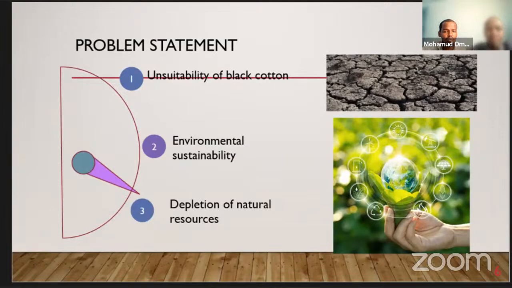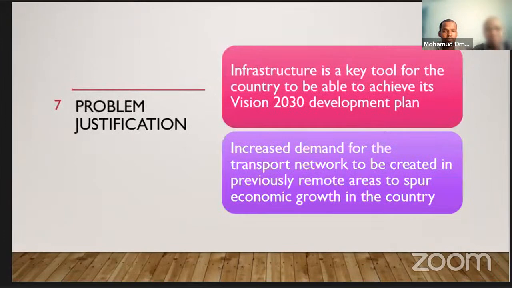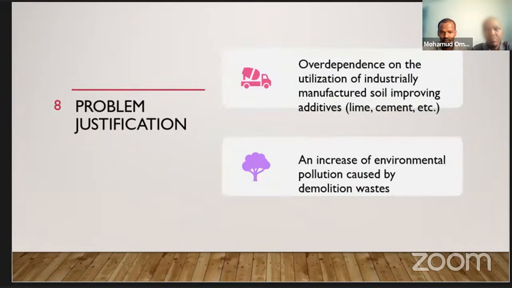For our problem justification, infrastructure is a key tool for the country to be able to achieve its Vision 2030 development plan. There is an increased demand for the transport network to be created in previously remote areas to spur economic growth. Also, there has been an over-dependence on the utilization of industrially manufactured soil improving additives, for example, lime and cement, which has consequently kept the cost of construction of stabilized roads financially high. Also, there's been an increase of environmental pollution caused by demolition waste.